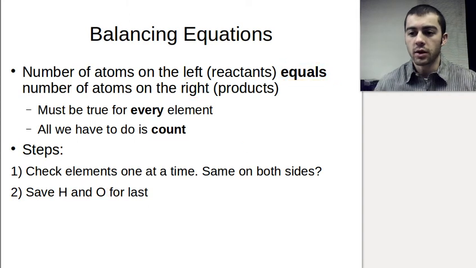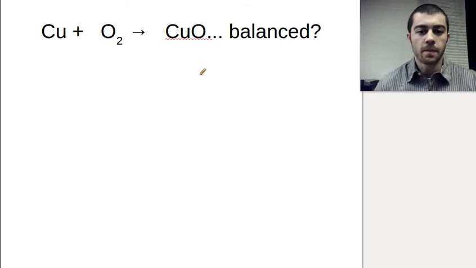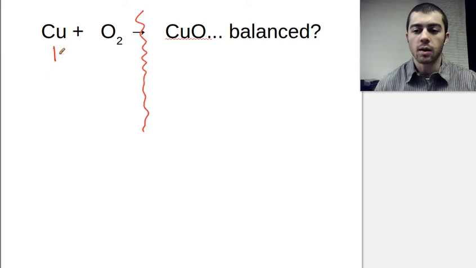So let's take a look at a couple of examples here and see what I mean. So if we have an equation, copper plus oxygen makes copper oxide. Is this a balanced equation? Well, we could think about it in terms of each element, and this is really the process we want to take. So we have one copper atom on the left side, the reactant side. Again, this arrow separates the two, so we can divide down the middle there. We've got one copper on the left and one copper on the right. So if we have the same number on the left and right, that's good. We're ready to move on.